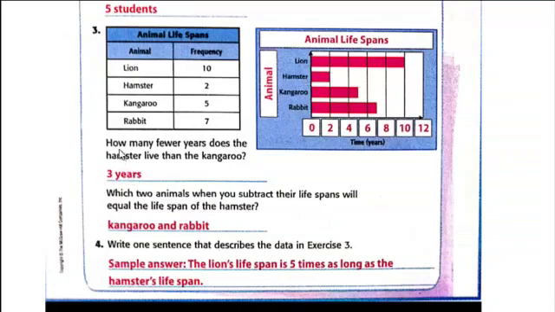Here, how many fewer years does the hamster live? 3 years. This frequency expresses time in years. Okay, here, which 2 animals, when you subtract their lifespans, equal the lifespan of the hamster? Here, let's try with the first animal, lion, equal 10. And here, 10 minus 5 equal 5. Not this animal. And here, 10 minus 7 equal 3. And also not this animal.